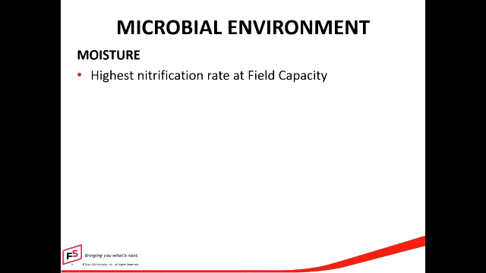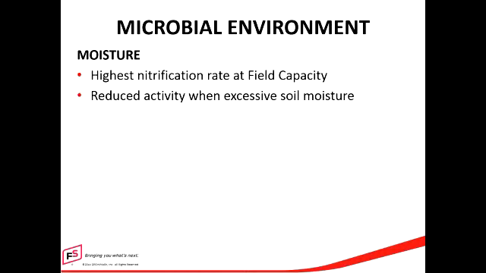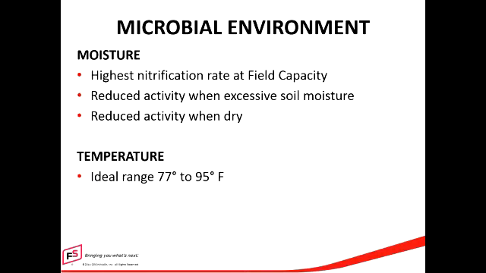Now, next we'll be talking about the environment by which the microbes will thrive. Just to understand a little bit about the environment, moisture-wise, the highest nitrification rate we can achieve is at what we call field capacity, or the amount of water in the soil that's held against the pull of gravity. Now, if we have excessive moisture, which is essentially leading to a lack of oxygen, that's going to impair microbial activity. And when we have the other extreme, when it's very dry and we have very little moisture in the soil, that will also impair these microorganisms from their function in the nitrification process.